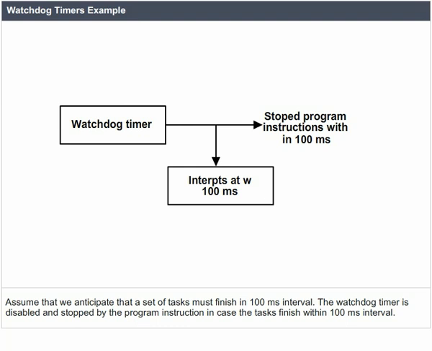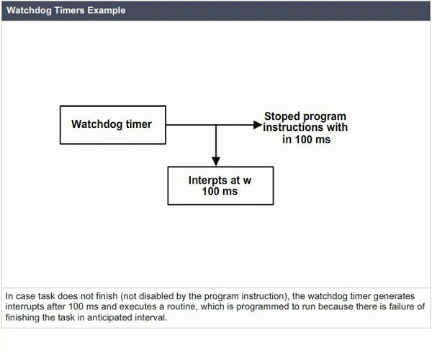Watchdog timers example. Assume that we anticipate that a set of tasks must finish in a 100 millisecond interval. The watchdog timer is disabled and stopped by the program instruction in case the tasks finish within the 100 millisecond interval. In case the task does not finish and the timer is not disabled by the program instruction, the watchdog timer generates an interrupt after 100 milliseconds and executes a routine which is programmed to run because of the failure to finish the task in the anticipated interval.